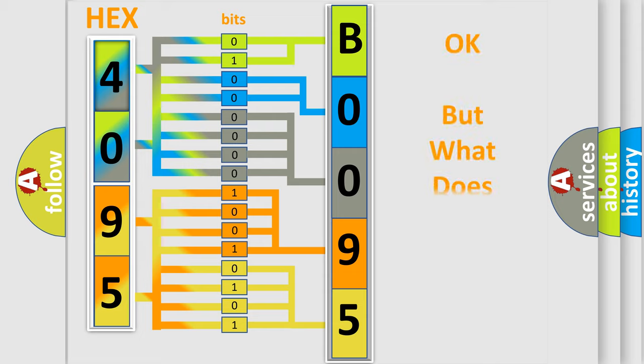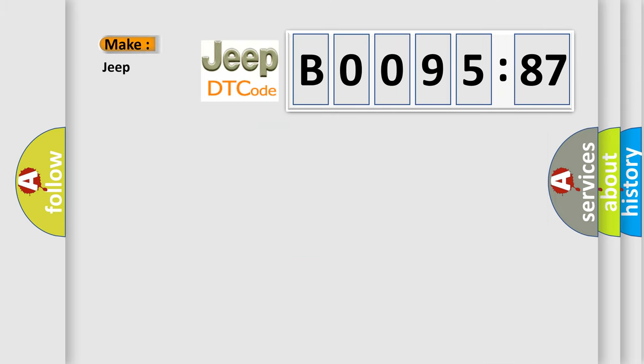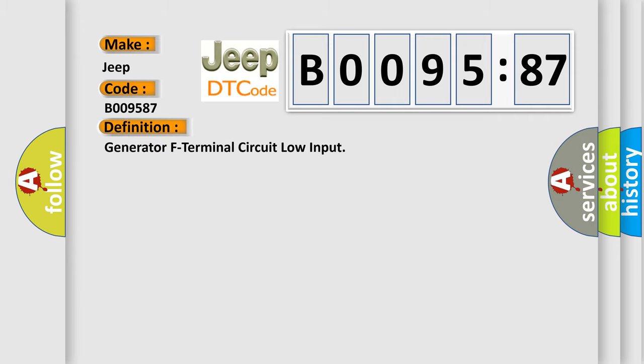The number itself does not make sense to us if we cannot assign information to what it actually expresses. So, what does the diagnostic trouble code B0095-87 interpret specifically for Jeep manufacturers? The basic definition is generator F terminal circuit low input.